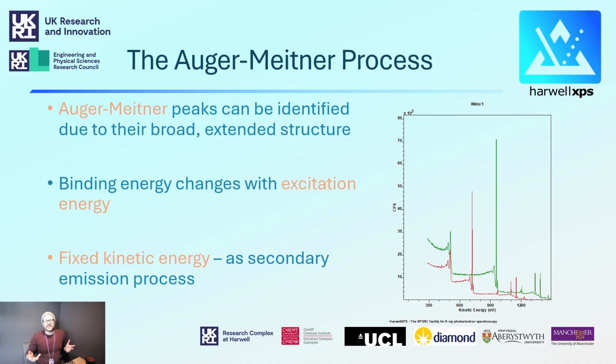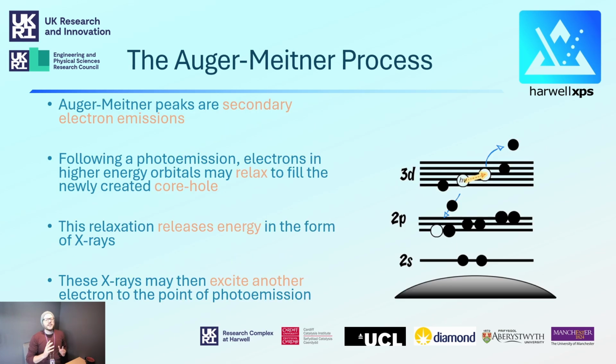Now this makes sense because our photoemission equation tells us that the kinetic energy of a photoelectron is equal to the photon energy minus the binding energy. So as we increase our photon energy, we increase the outgoing photoelectron's kinetic energy. We do not, however, increase the kinetic energy of this Auger-Meitner peak. So what's going on here? The reason for this comes down to the Auger-Meitner process itself.